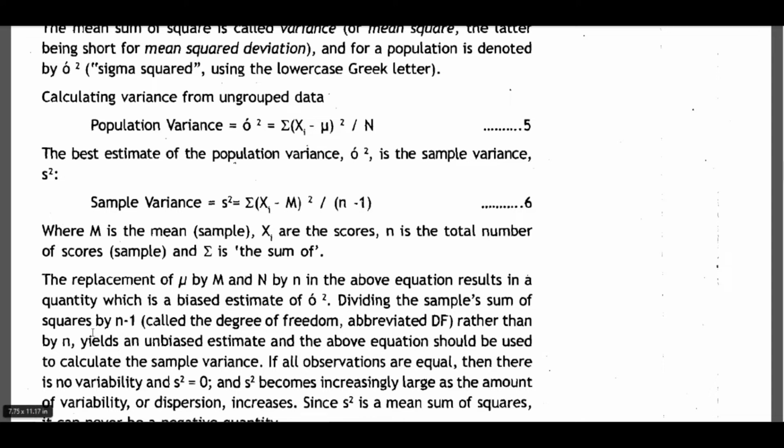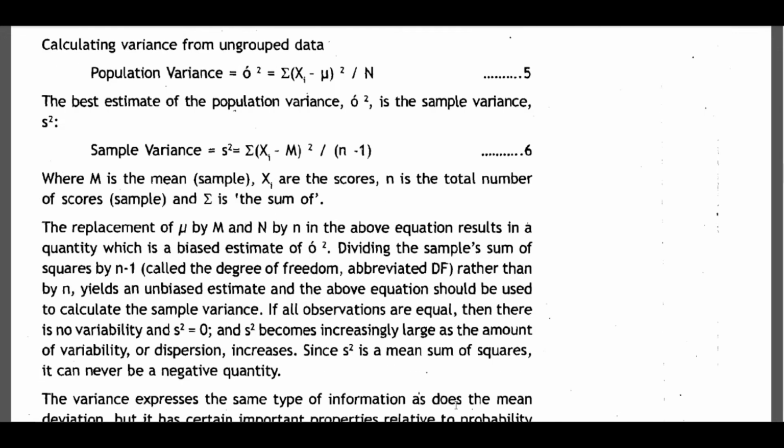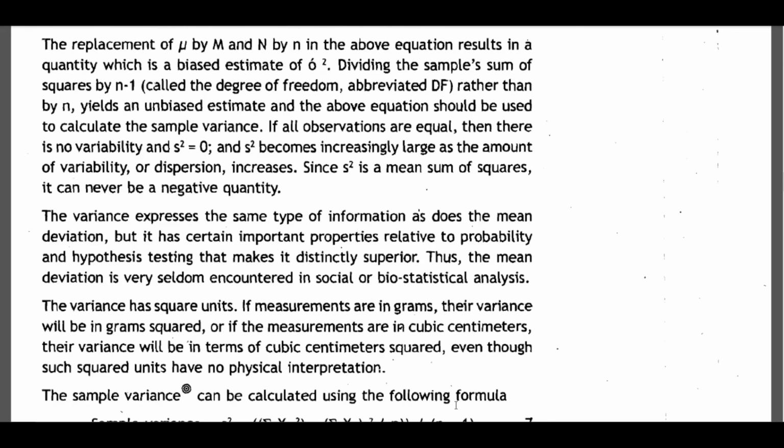Dividing the sample sum of squares by n minus 1, called the degrees of freedom, abbreviated as df, rather than by n, yields an unbiased estimate, and the above equation should be used to calculate the sample variance. If all observations are equal, then there is no variability and s square is equal to 0. S square becomes increasingly large as the amount of variability or dispersion increases. Since s square is a mean sum of squares, it can never be a negative quantity.